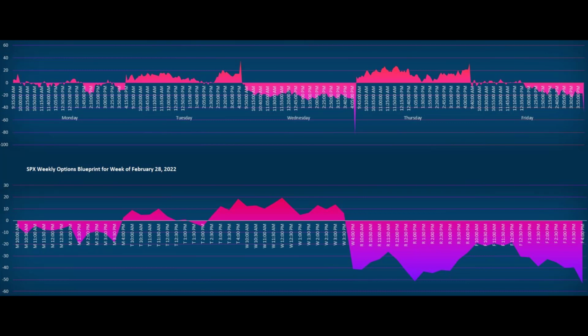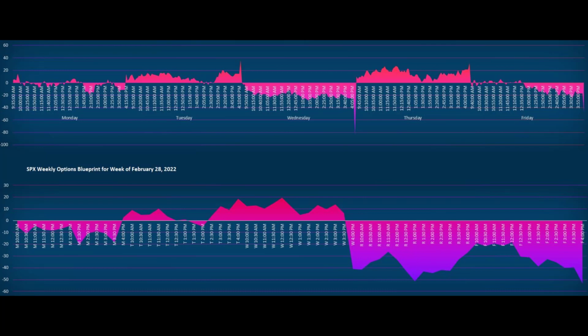And what these charts are showing are specific times of the week and day where the market is likely to peak and potentially reverse based on recent price action data. Each week, the chart is going to change slightly as the data is updated from the recent price action. But the chart we're looking at right now is the SPX Weekly Options Blueprint for the week of February 28th, 2022. These charts are looking at recent price action data and displaying a forecast of this week for us to base our trades off of.